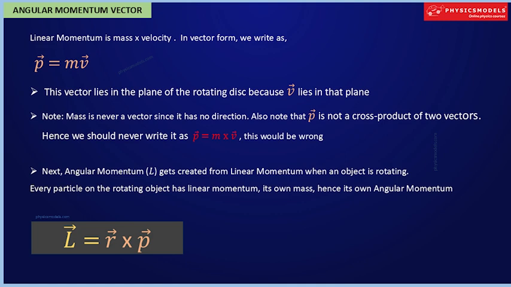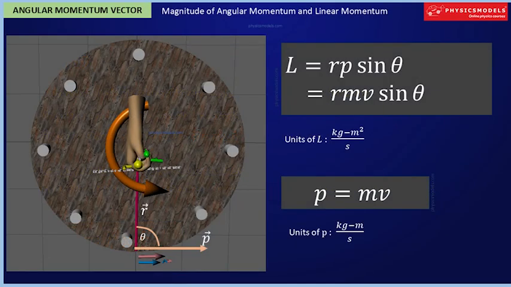The linear momentum is mass times velocity vector and it lies in the plane of the disk. The radius vector anyway lies in the plane of the disk. Therefore, it's obvious that the angular momentum vector must be perpendicular to these two vectors and therefore lies along the axis of rotation.